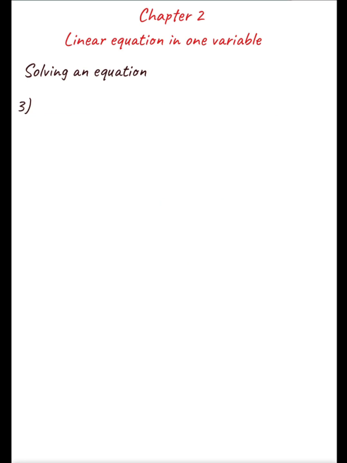Third type means some denominators will be present. I can explain by taking an example. Suppose x equals 3 by 4 into x plus 8. This is an example for the third type of equation. That means there will be some kind of denominators present in the equation.